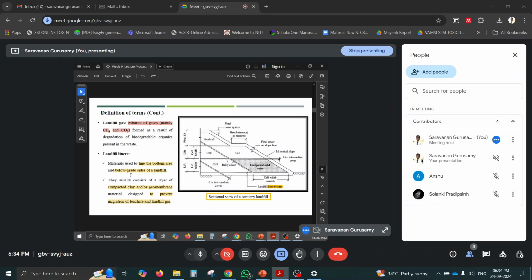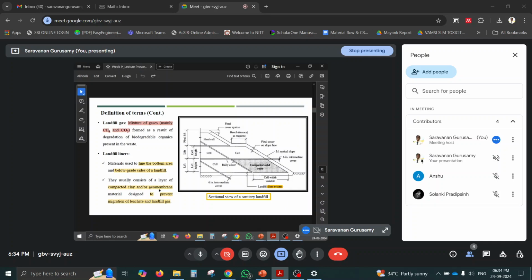We can use compacted clay as a liner, because clay soils have a low permeability, around 10 power minus 12 centimeter per second. That much low permeability will be there for the clay soil. So once the clay soil is compacted, and then if you start the landfill operation, there is no leachate migration into the groundwater.